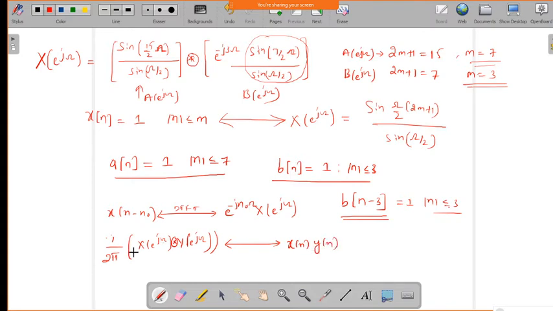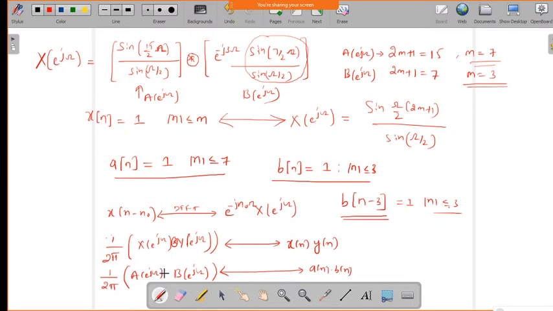Okay, so now use the same thing. If I substitute here A of e power j omega and B of e power j omega, you will get 1 over 2 pi into A of e power j omega convolved with B of e power j omega. Correspondingly we have a of n into b of n. Now we have B of e power j omega multiplied by this factor, so the corresponding time domain signal is b of n minus 3.